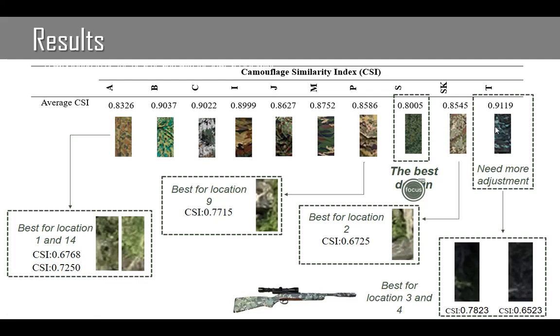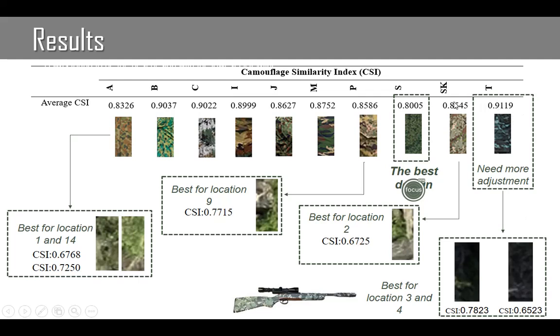However, even though this is the highest CSI, look at this design in location 3 and location 4. It's found that this design had the lowest in these two locations. So it means that the design is pretty good for this dark location. So it could perhaps work in the evening.